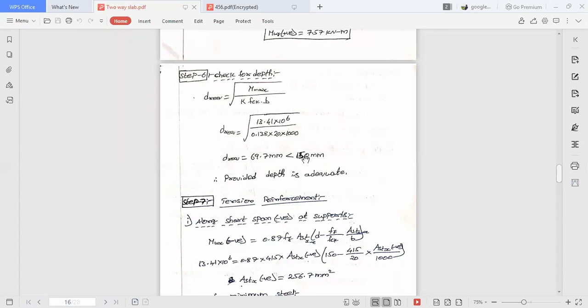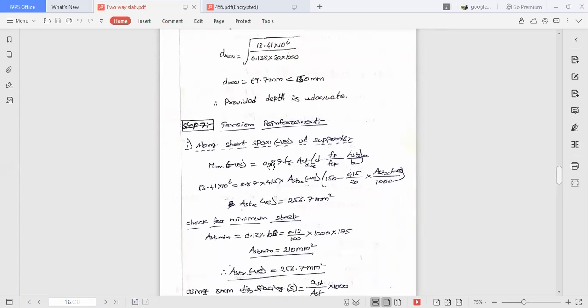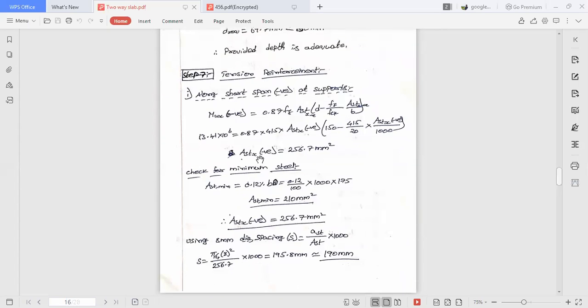But what we have provided is almost double, 150 mm. Hence, the depth provided is sufficient. Next step, and the lengthiest important step, is tension reinforcement. In case of a simply supported slab, we have done only two reinforcements, one along the short span and another along the long span. Here we'll get a total of four.